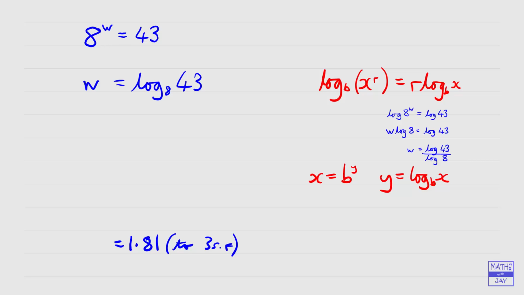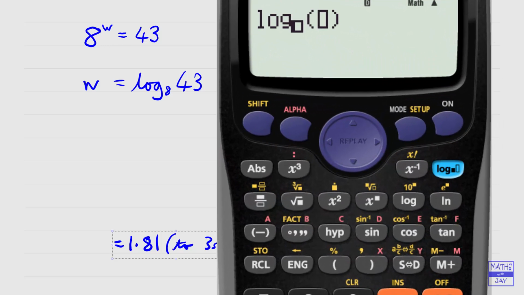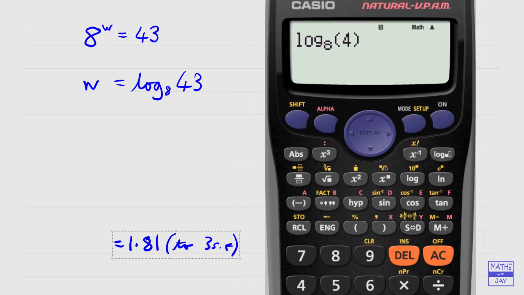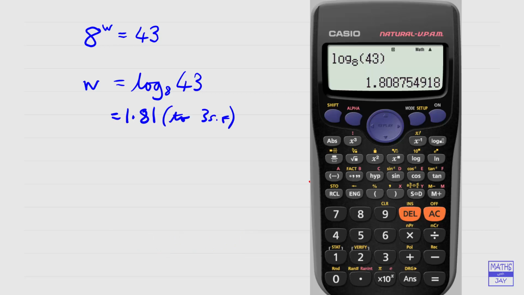And then we simply key that into our calculator. So this time we're using our log to any base key, and we want as our base 8, and then we're going to use the right arrow key on the replay button and key in 43, and as before we get the 1.80 and so on. And we've got the same answer as before.